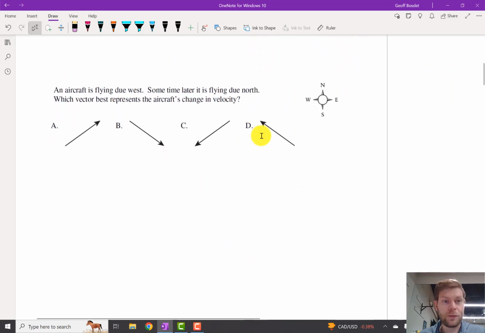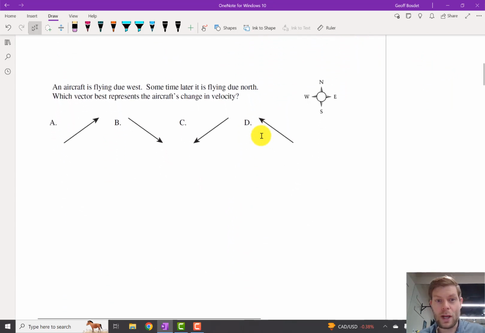And next question, we've got an aircraft flying due west. Sometime later it's flying due north. Which vector best represents the aircraft's change in velocity? Now, remember, you can kind of pretend it's displacement. So here's your 0 moment. So we're looking for change in.